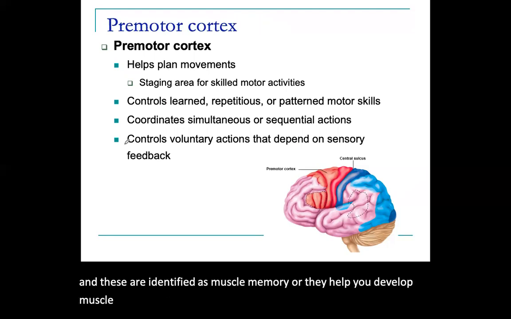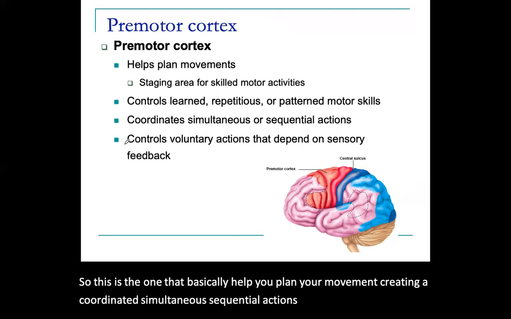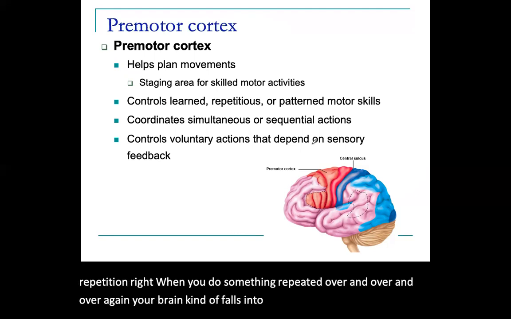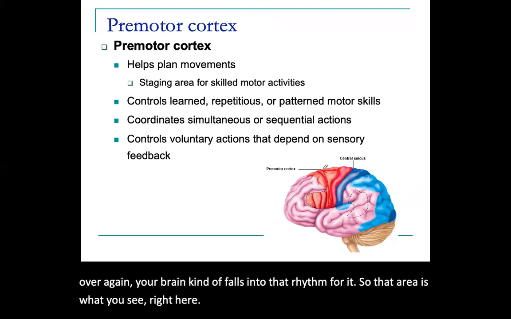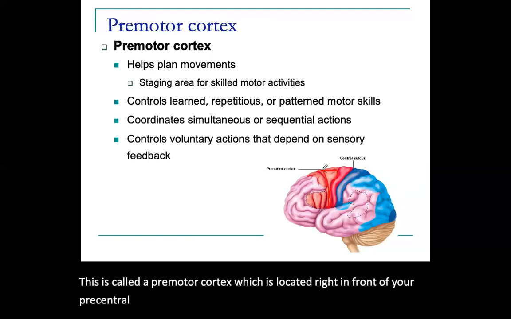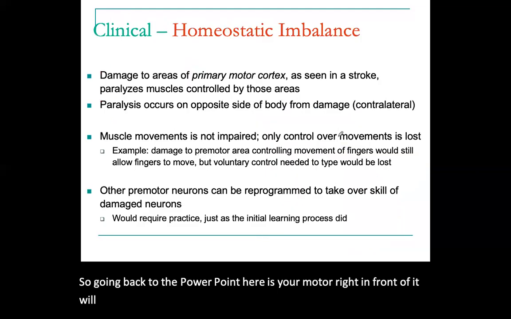So this is the one that basically helps you plan your movement, creating coordinated, simultaneous, sequential actions. Again, kind of that repetition, right? When you do something over and over and over again, your brain kind of falls into that rhythm. So that area is what you see right here. This is called the premotor cortex, which is located right in front of your precentral gyrus. So going back to the PowerPoint here, here is your motor. Right in front of it would be your premotor.